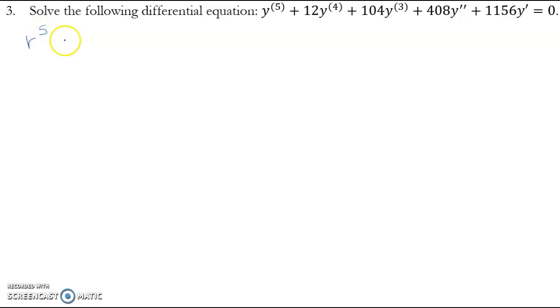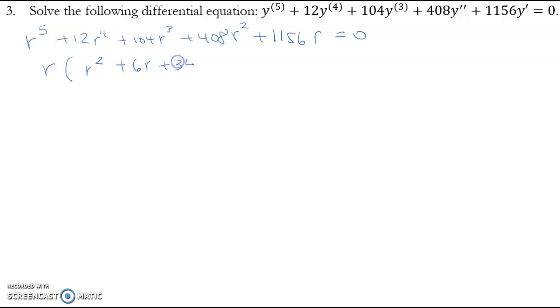All right, so I'm going to rewrite this again using the r explicitly for y. r to the fourth plus 104 r cubed plus 408 r squared plus 156 r equals 0. So immediately I can factor out r because all the terms have r's in it, and afterwards it's r to the fourth plus 12r cubed and so on. I can further factor this out, and actually I would get r squared plus 6r plus 34, squared, equals 0.